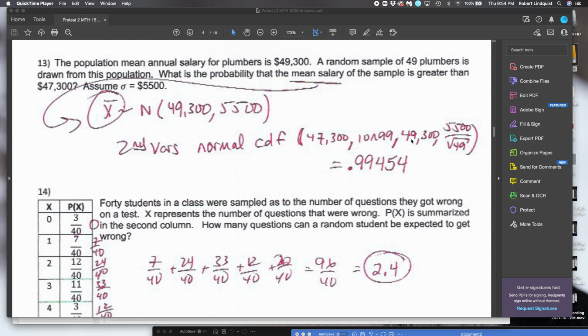The mean is 59,300. And then for the SE here, we're going to get 5,500 divided by the square root of 49. Pump that into your calculator. You get 0.99454. That's all the room I got for the second video.